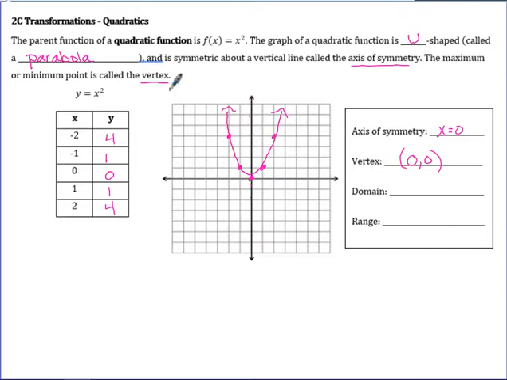Domain, graph goes left forever and right forever. So between negative infinity and positive infinity, or x is an element of the real numbers. Range is the same as the absolute value. It's between 0 and positive infinity, or y is greater than or equal to 0.